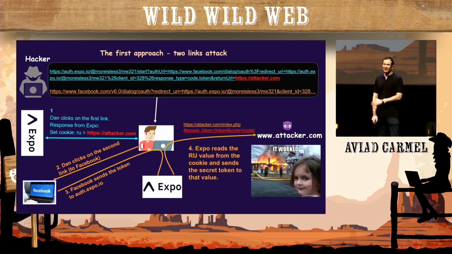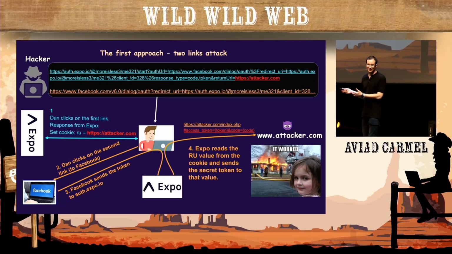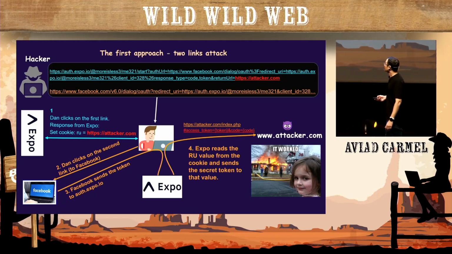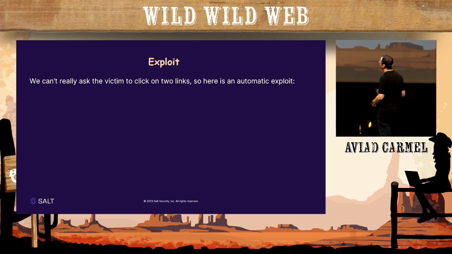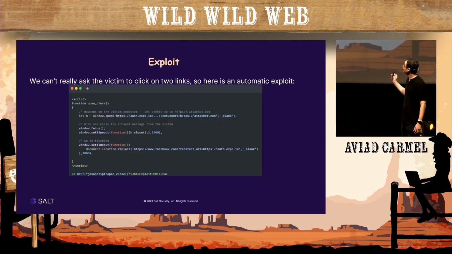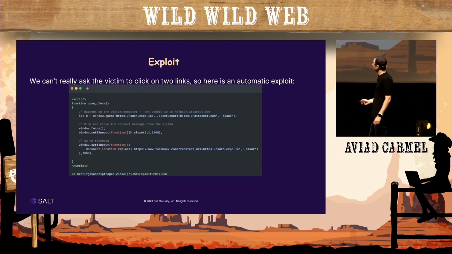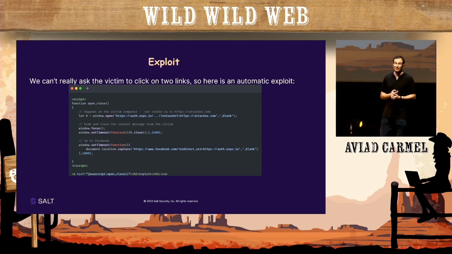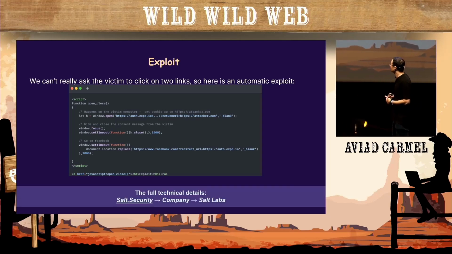Now, you might ask yourself, can I really send two links to Dan? This is an attack. So no, it's a problem. We can't really ask the victim to click on two links. So I created an automatic exploit. This exploit does everything automatically. And if you want to read and understand the exploit, you can again visit Salt Security Company, Salt Labs, and you'll find the blog post there with all the information about the exploit.